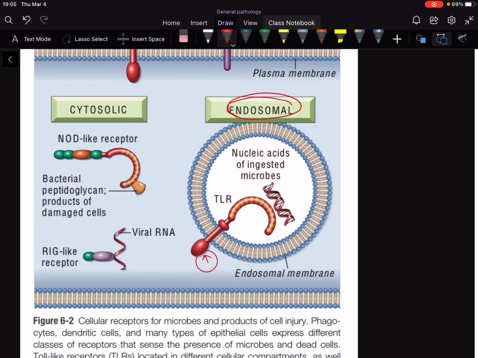Next, there are cytosolic receptors, which are called NOD-like receptors, which are mainly activated by bacterial peptidoglycans. Not only that, they are activated by, yeah, you are right, urate and cholesterol crystals. And here are the RIG-like receptors, which will convert the active viral RNA into inactive viral RNA.